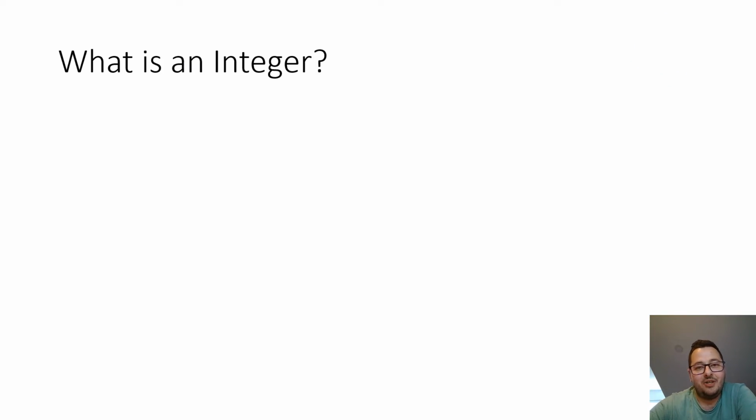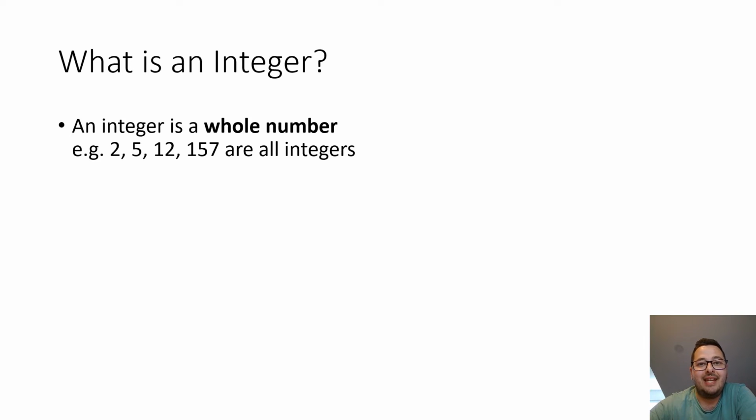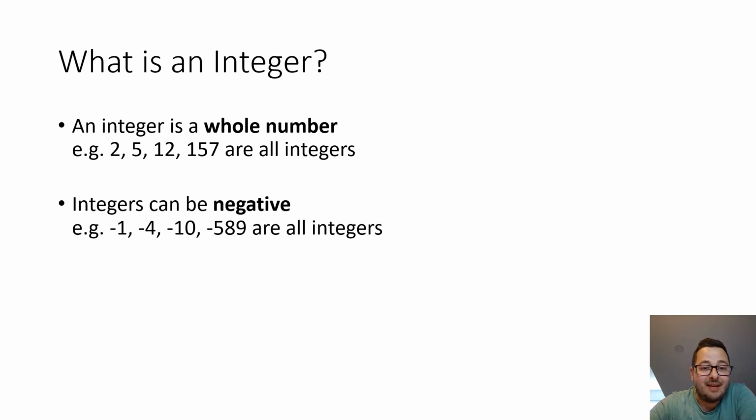What is an integer? Well, basically an integer is any whole number. So some examples here, we've got 2, 5, 12, 157. If you can count, you know what integers are, and obviously there are infinitely many of them. The other thing to know is that integers can be negative, so if you went backwards, -1, -2, -3, all of those, as long as they're whole numbers, they are integers, and we know that 0 is also an integer. So any whole number is an integer.